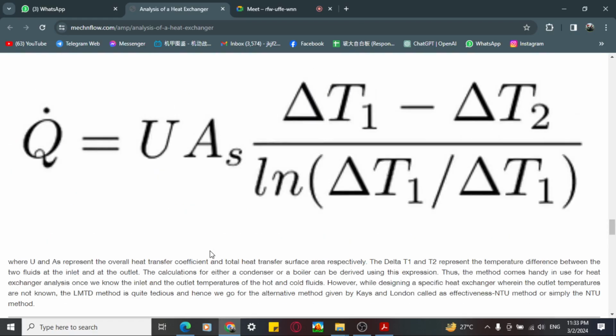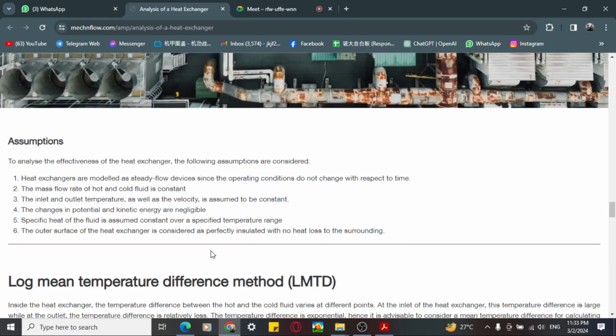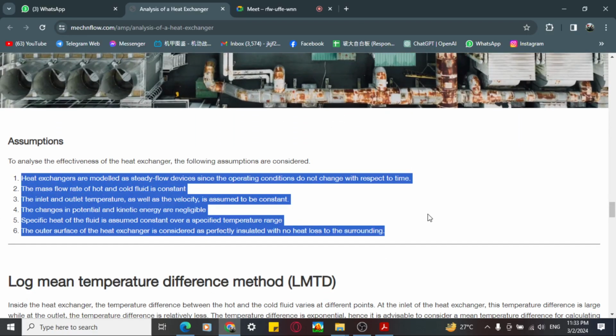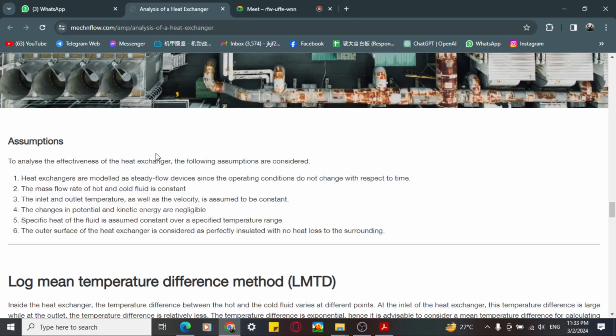So now we want to talk about what? We want to talk about assumptions. Okay, here there are 6 assumptions. You either memorize it or I explain for you. Okay, if today I say the heat exchanger has no steady flow, what do you think is the meaning of not steady flow? Which means in the flowing they have energy losses.